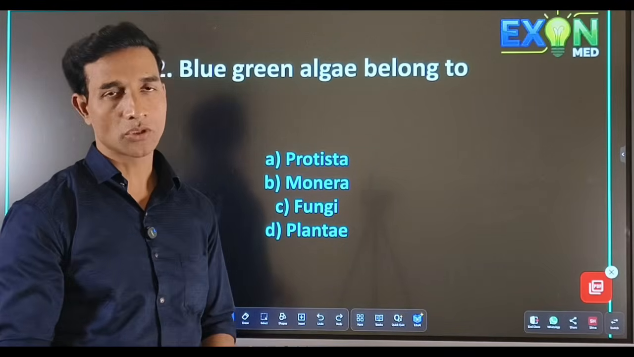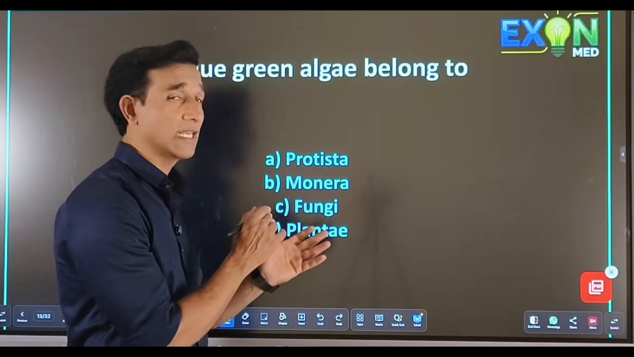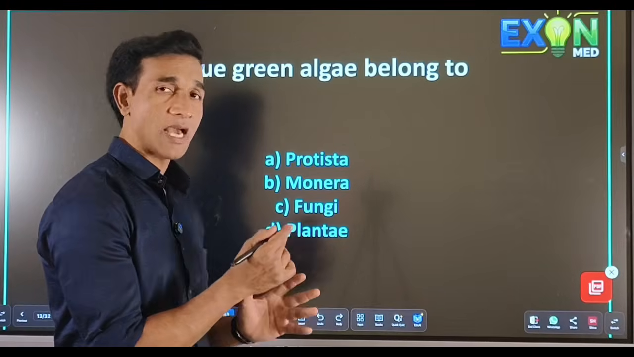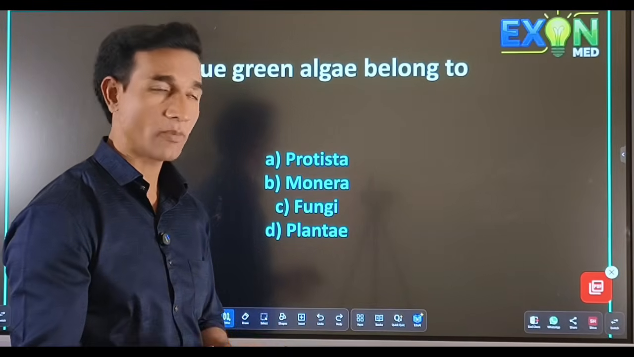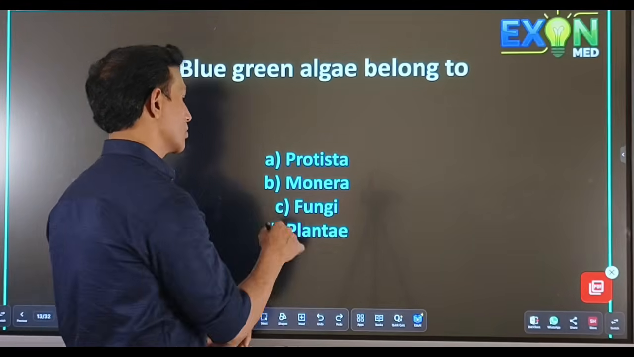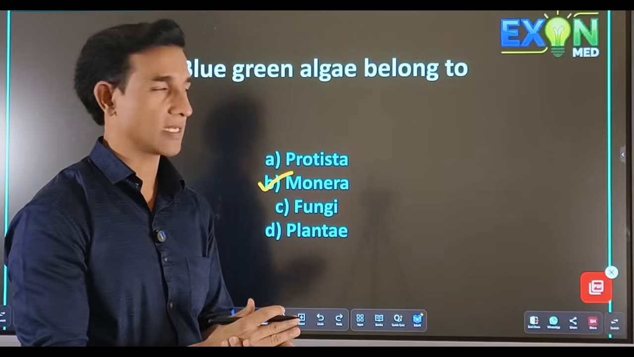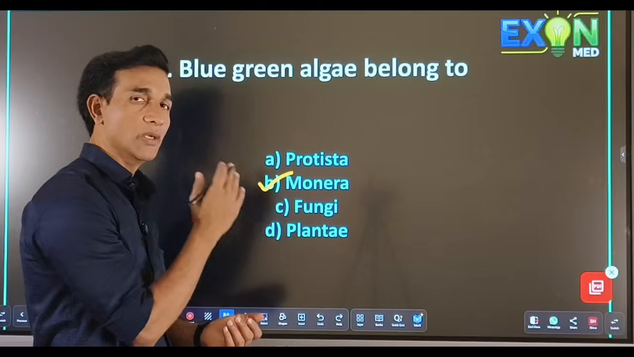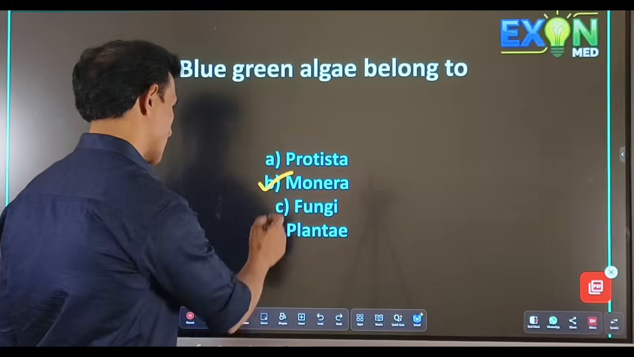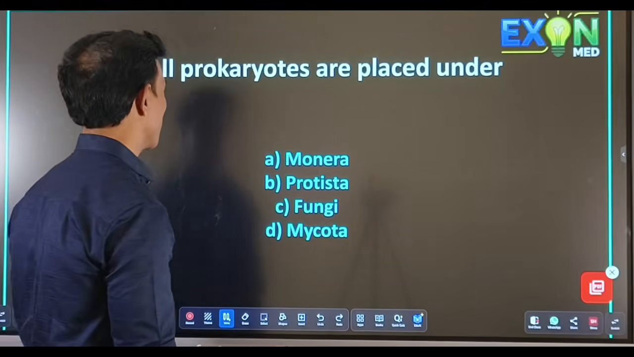Blue-green algae belong to. We already said blue-green algae are commonly called cyanobacteria. So they belong to the kingdom Monera with bacteria. Cyanobacteria, commonly called blue-green algae. So hence the correct option is Monera.